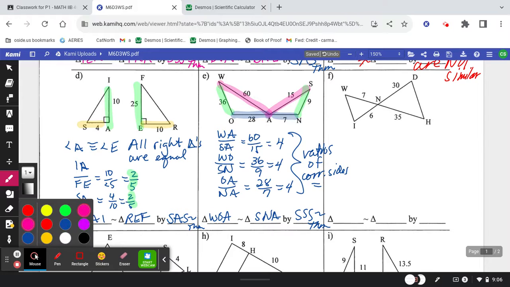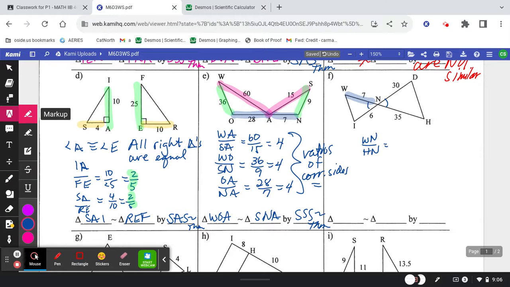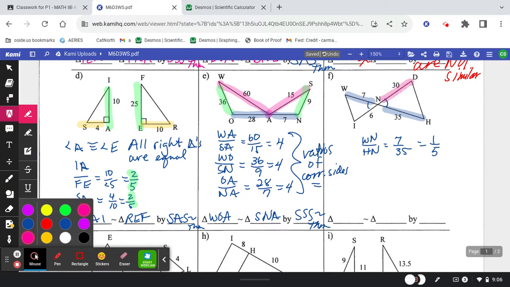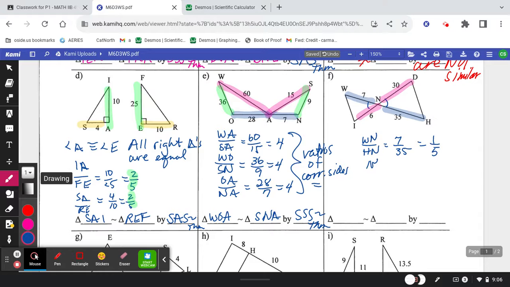All right, on this next one, you have to know about these sneaky little vertical angles. So then you have a side angle side. So I can say WN is to HN. That's these guys right here. And that would be 7/35, which is 1/5. And then I'm going to go the other side. I'm going to say IN is to DN. So that's 6/30, which is also 1/5.